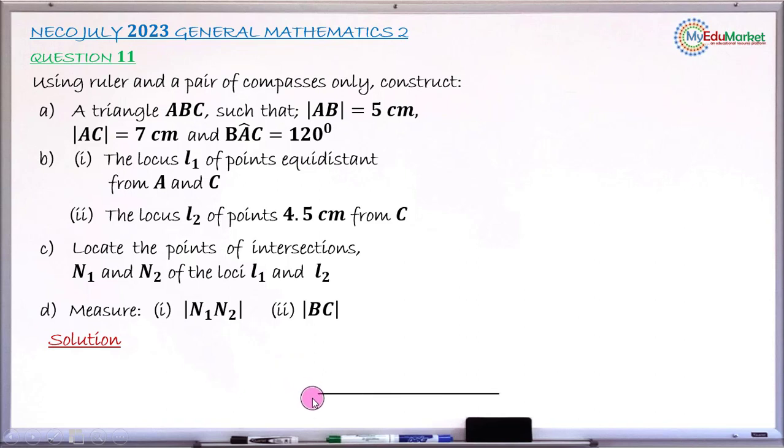You use your ruler to measure the line AB exactly 5 centimeters. When you draw it, you mark the ends. This end you call B, and this end you call A. This is the line AB, exactly 5 centimeters. You have to measure it exactly. So next you construct this angle 120. Looking at it, it is angle BAC.